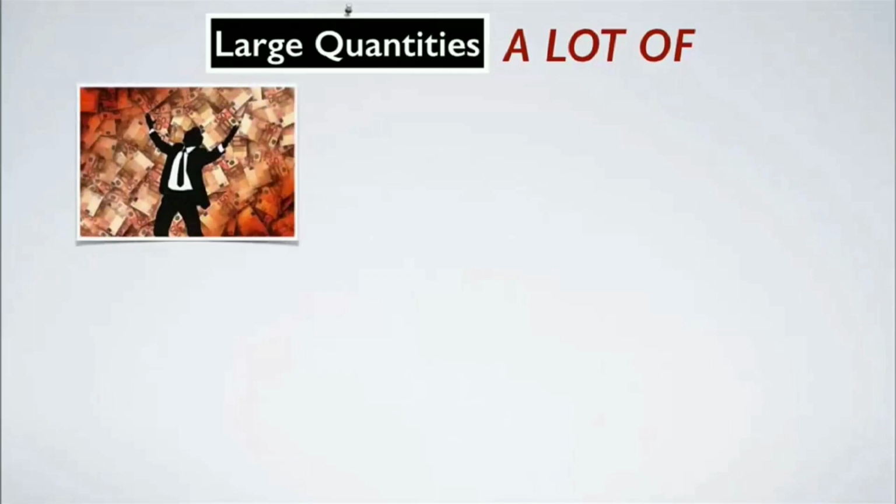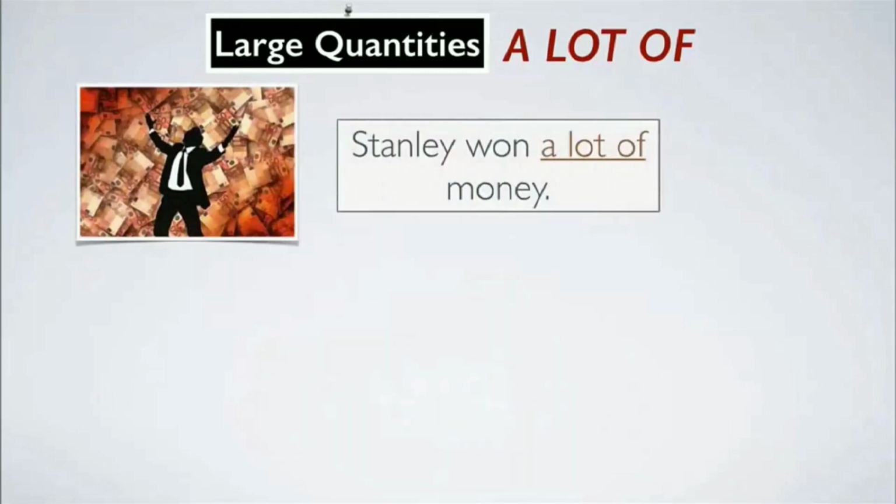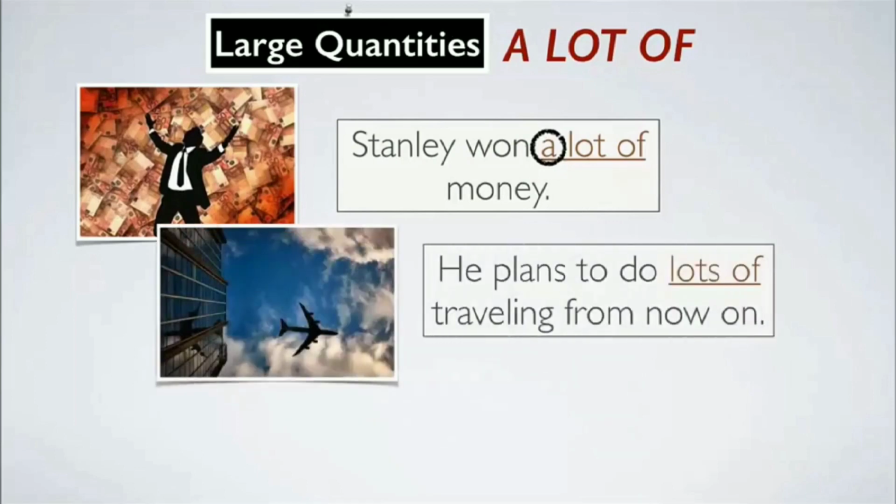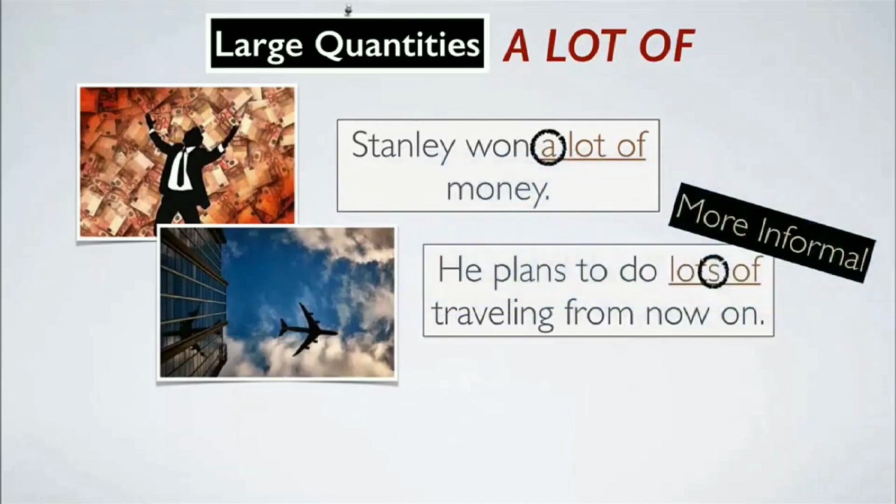Now let's talk about each of the quantifiers in the chart, starting with large quantities. A lot of. Here's an example. Stanley won a lot of money. When you use this phrase, don't forget the a lot of. That's a common mistake. He plans to do lots of traveling from now on. Lots of is the plural form. But keep in mind, lots of is more informal than a lot of.